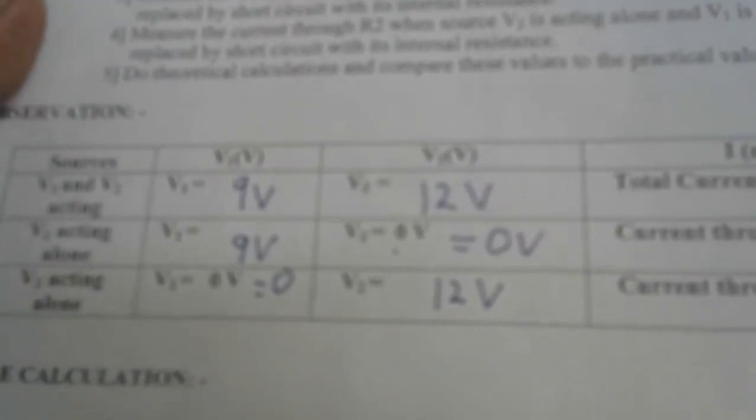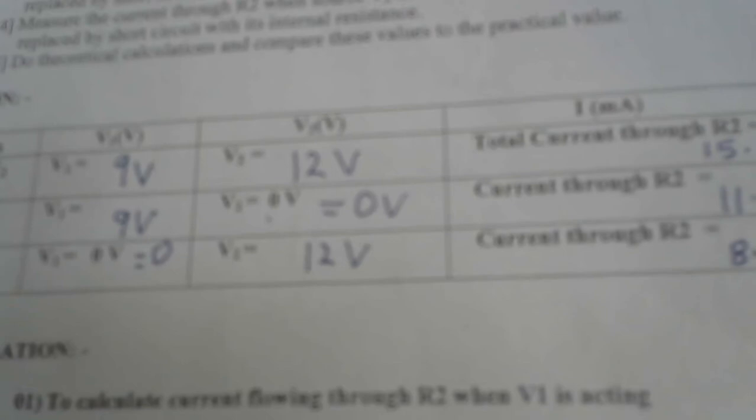So in this way we have taken all the readings here, and the calculation you can do as per the calculation shown here. You can calculate and verify with the theoretical value. So in this way we have completed this superposition theorem. The calculation part you have to find out with the help of the formula. Thank you.